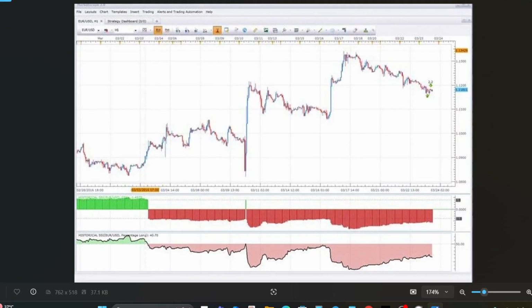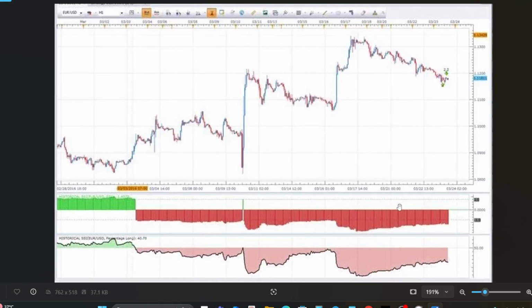Now let's break down how the speculative sentiment index actually works and how you can use it. Okay. SSI is usually presented as a ratio that compares the number of long positions versus short positions. Now, if the ratio is above 1, it means there are more buyers than sellers. Retail traders are mostly going long. But if the ratio is below 1, there are more sellers than buyers, meaning that retail traders are mostly going short.